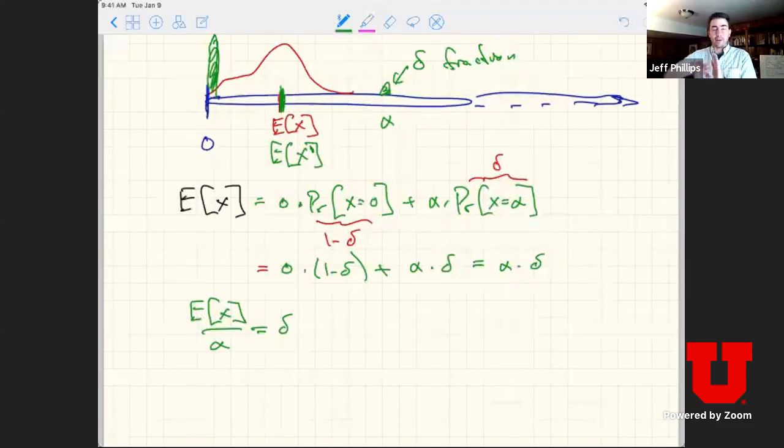Okay, so if I put some mass alpha far away, how big of a probability can I put out there? That's delta probability. This is where the inequality comes from. I can put it closer, that's okay, but I can't put it further away. All right, so this is effectively how you prove the Markov inequality.